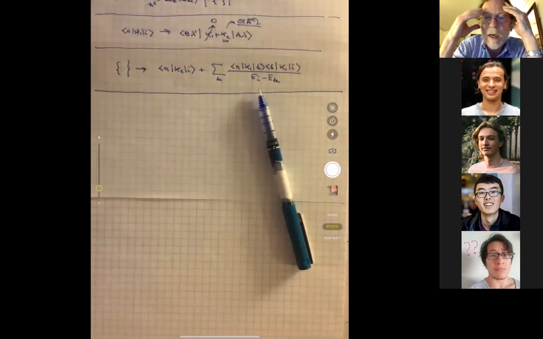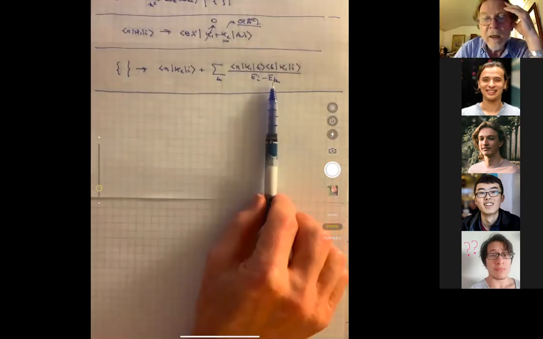And if you take that into account, the outgoing, what you get is an i epsilon in here.